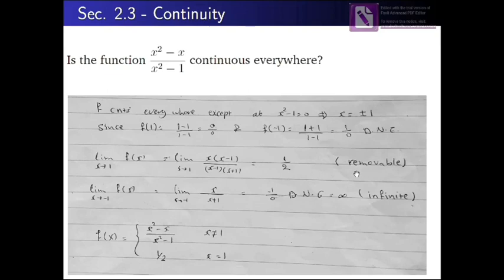So for the removable discontinuity, we can rewrite the function f(x) equal to x squared minus x over x squared minus 1, where x is not equal to 1, and what is the value of the limit? Half, so we put here half when x is equal to 1.